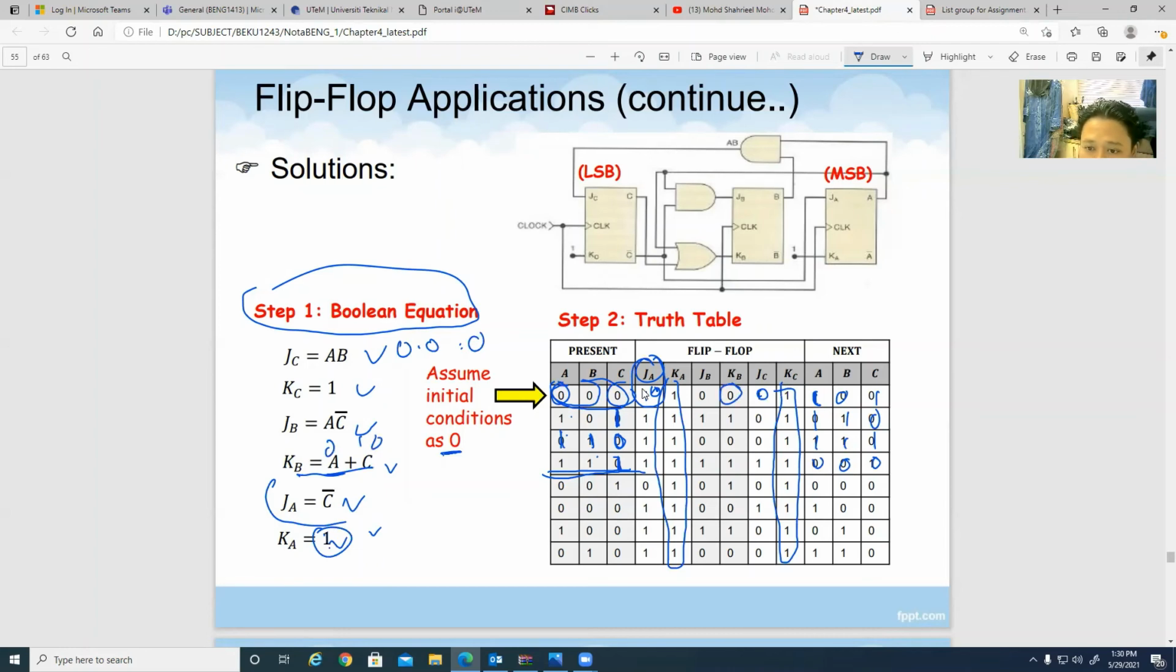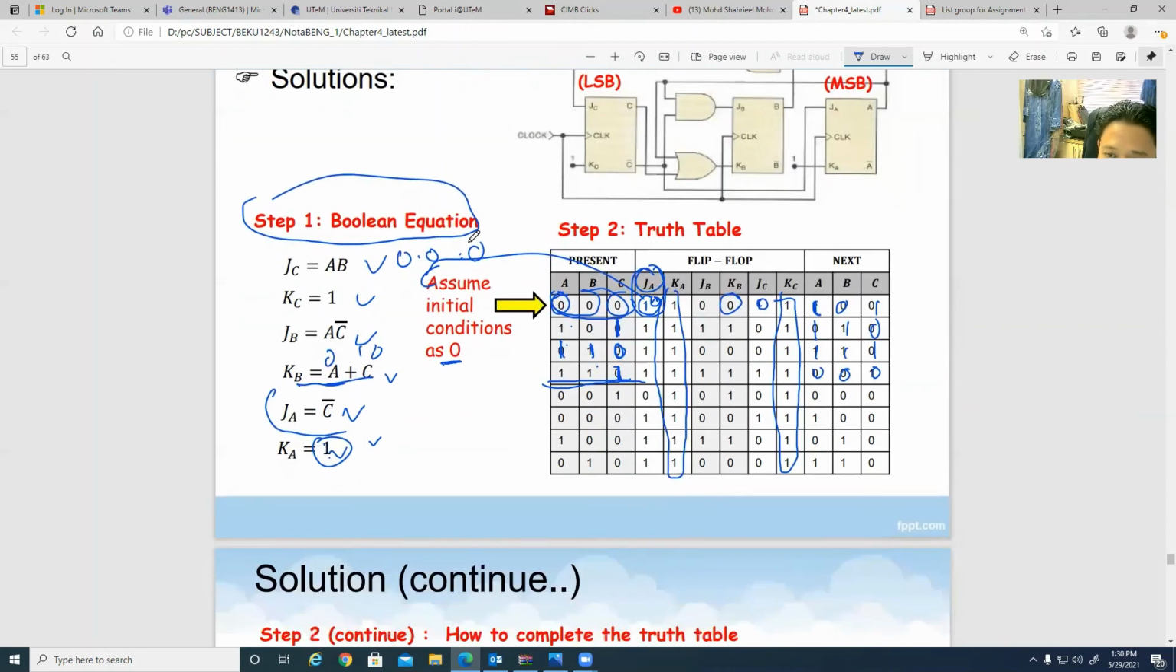And so on, just follow this one. So that is the question. And for the solution, there is some mistake, I think a mistake on the question. Maybe they adjusted the question before, so that's why it's not the same. You can try it. This output here you can get from this Boolean equation. After you complete the truth table, this one will be repeated for the next sequence.